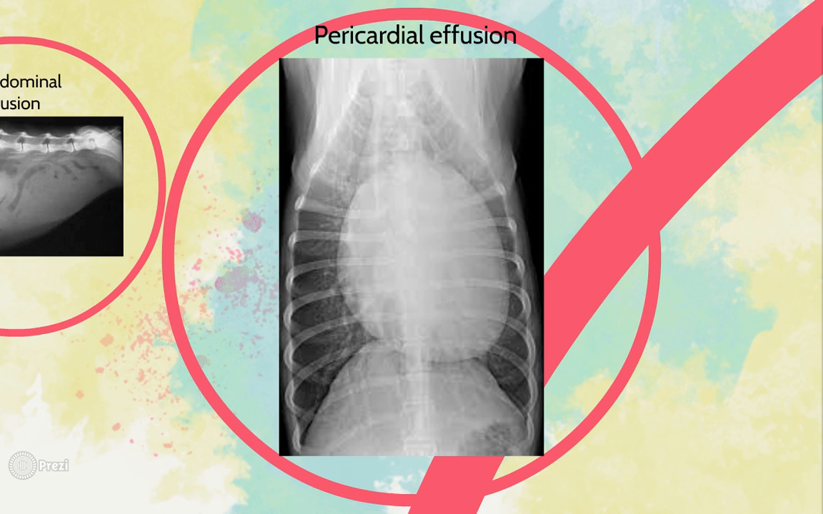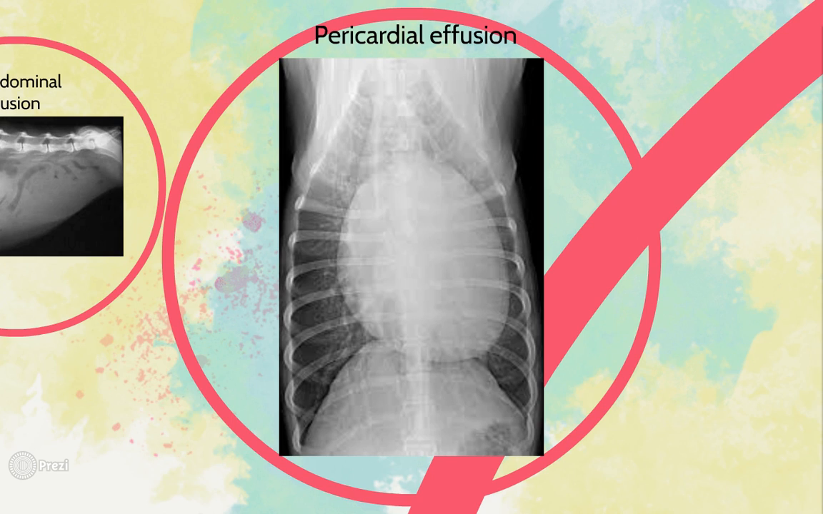So pericardial effusion in cats is typically secondary to heart failure, so congestive heart failure, or secondary to FIP, feline infectious peritonitis. The primary cause tends to be cardiac neoplasia, such as lymphoma. So cats' primary cause of pericardial effusion is cardiac neoplasia, such as lymphoma. Secondary is congestive heart failure or FIP.